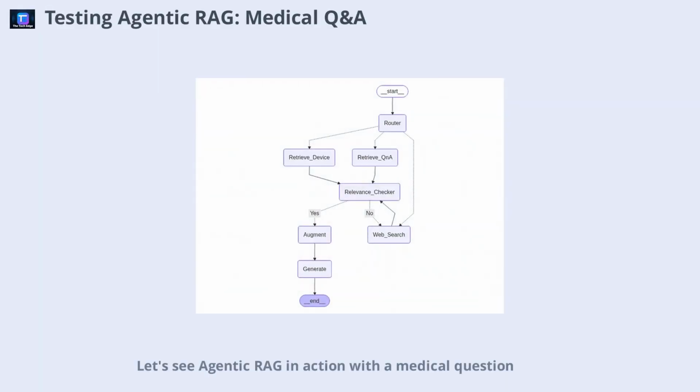Let's see Agentic RAG in action with a medical question. What are the treatments for Kawasaki disease? The router directs the query to the Q&A collection, retrieves relevant context, and the relevance checker confirms it's a match. The system then builds a prompt and generates a concise, accurate answer. This demonstrates how Agentic RAG efficiently handles in-domain queries with high reliability.